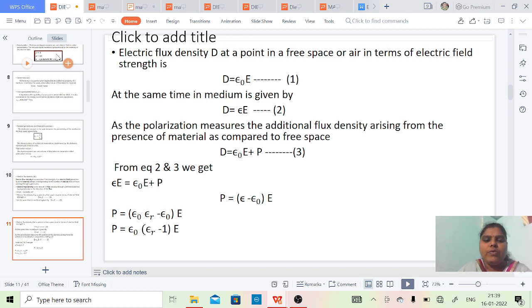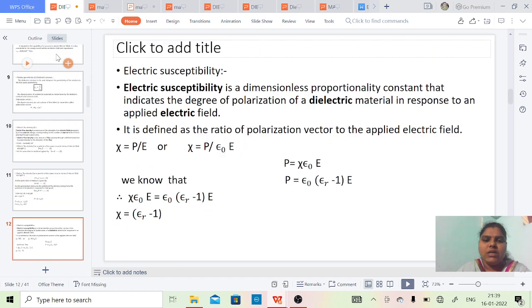Now we are replacing this term with the relative permittivity. By taking epsilon naught as common, P equals epsilon naught into epsilon r minus 1 into E. So we can relate all the definitions.